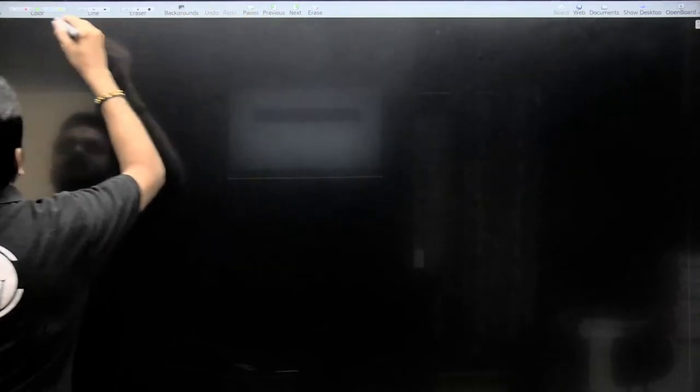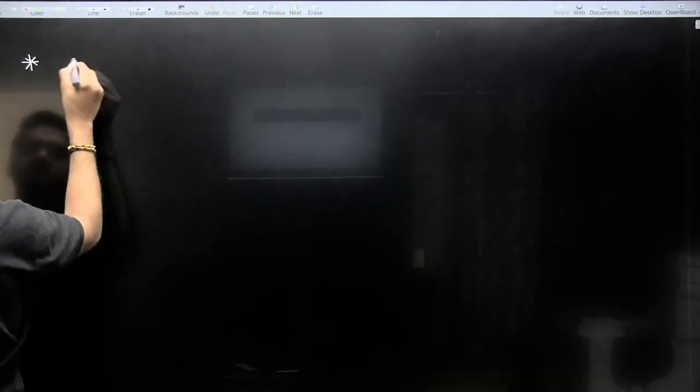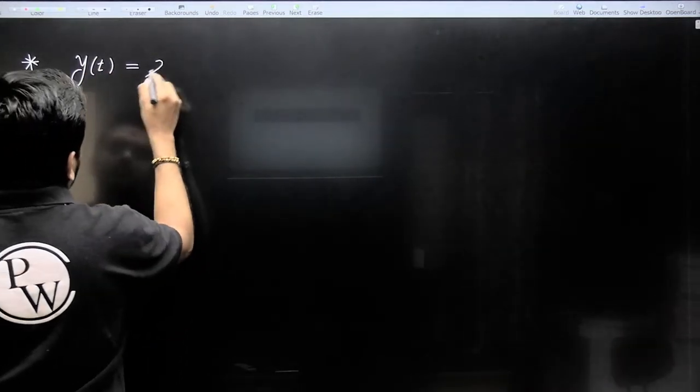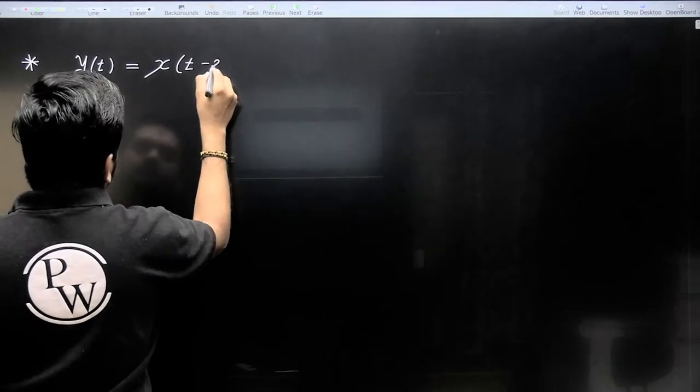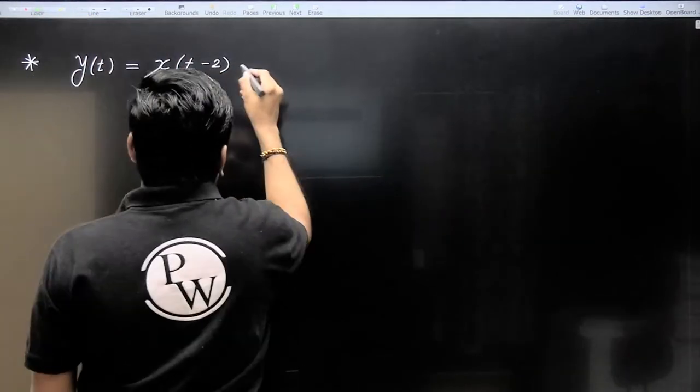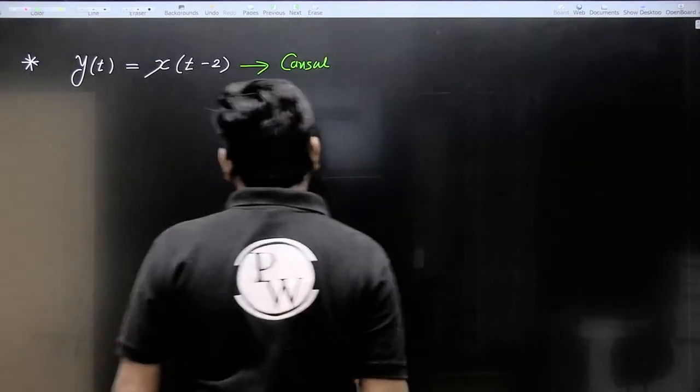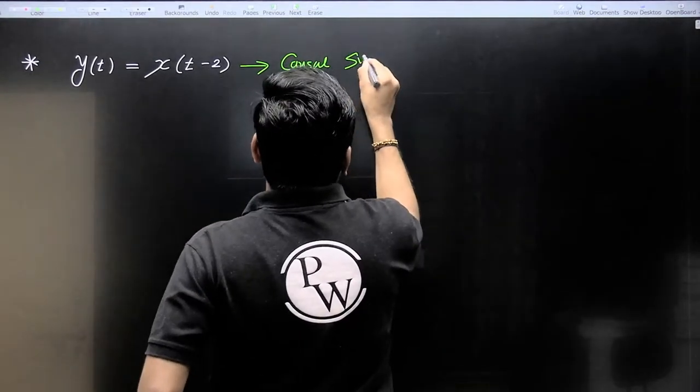As an observation, we have just seen that if there is a time delay in the input signal, y of t is equal to x of t minus 2, then we got a causal system. Delay gives a causal system, correct?